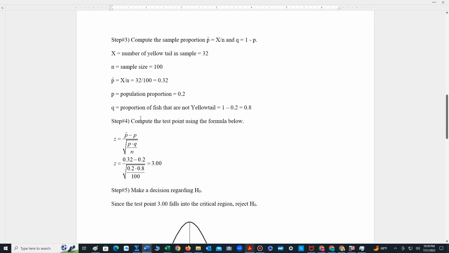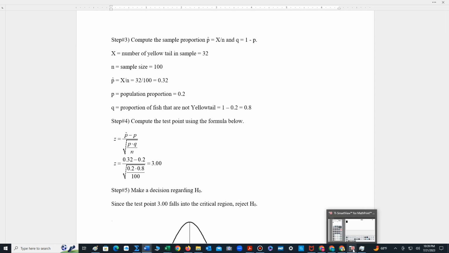Our next step is to compute the test point. So the test point formula is z equal to p hat minus p divided by radical p times q over n. So p hat is 0.32, P is 0.2, divided by the square root of 0.2 times 0.8 over 100.